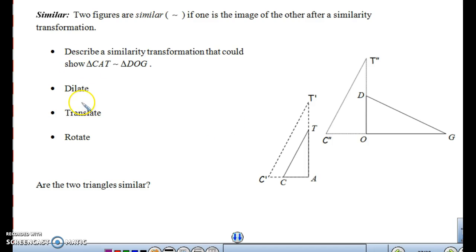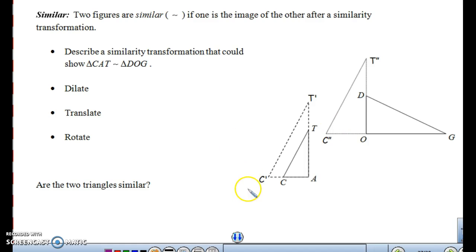So the first thing I'm going to do is the dilation. When you do a dilation, you have to have a center of dilation and describe what the factor is that you're going to multiply by. I have a smaller triangle, and I want to end up with a bigger triangle. CAT becomes DOG. So C is going to be D, A is going to be O, and T is going to be G.